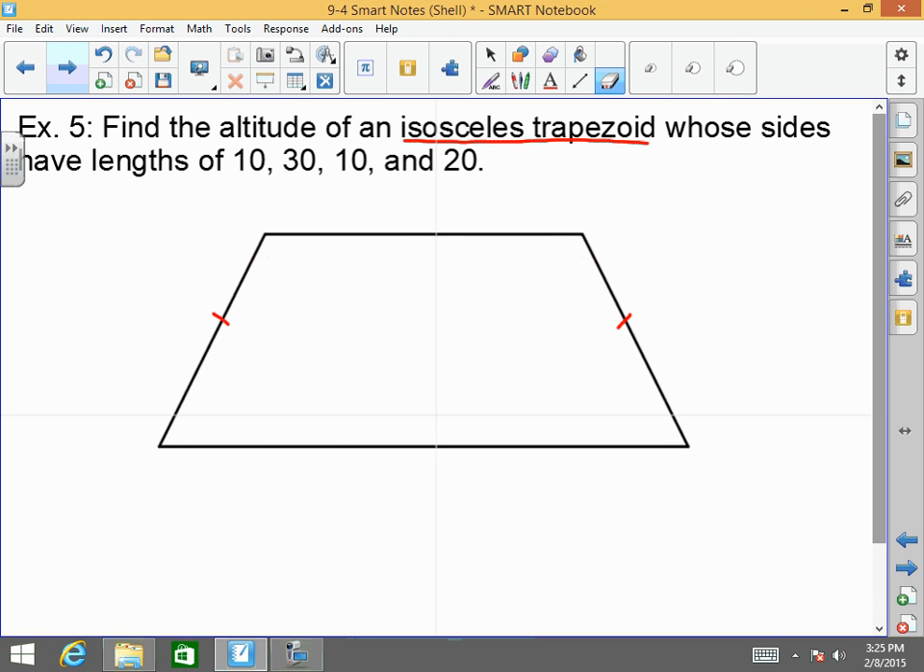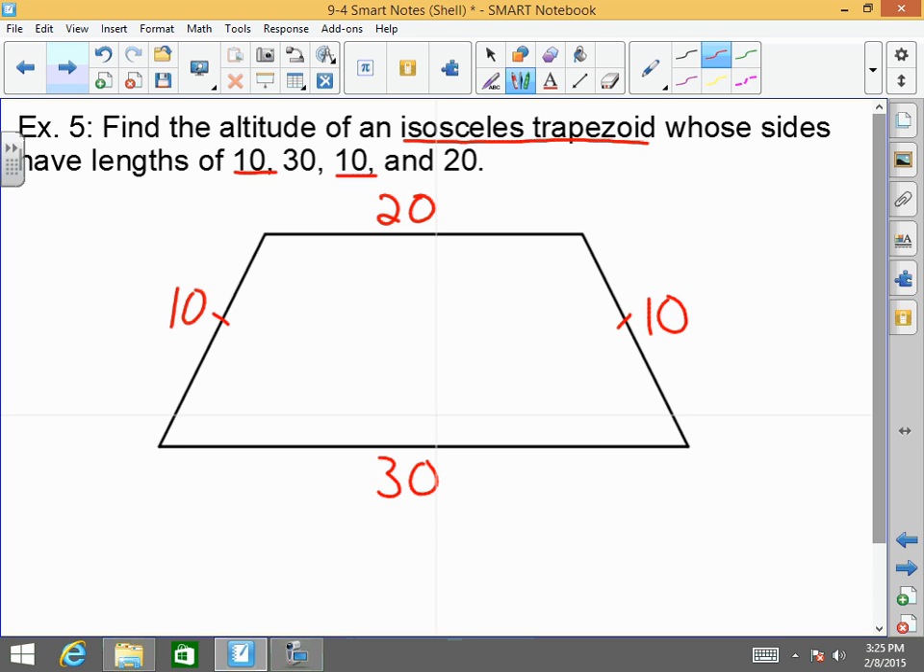So, since the 2 legs are congruent, we know that this 10 and this 10 are designated to these 2 legs right here. And then just by looking at this figure, the 20 has to be the top base because it's shorter, and the 30 would have to be the bottom base because it's longer. Okay?